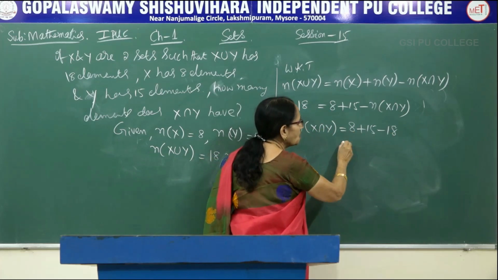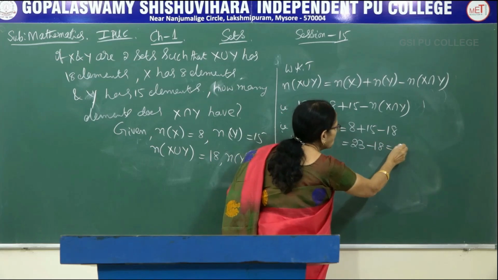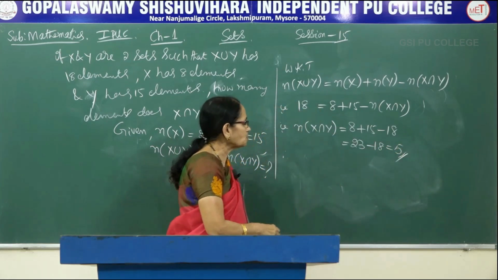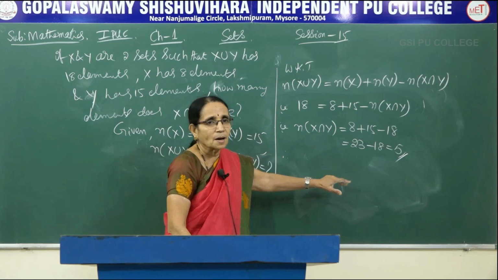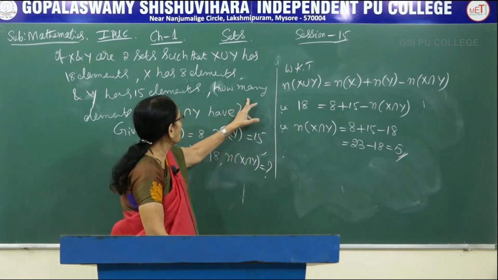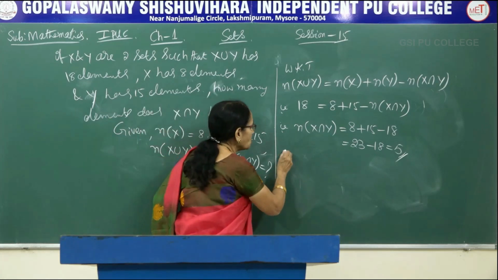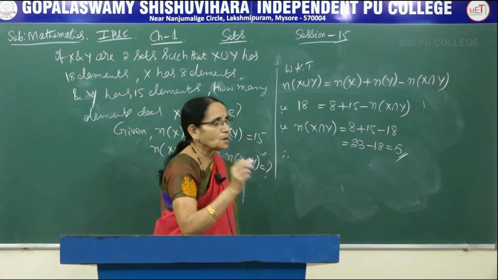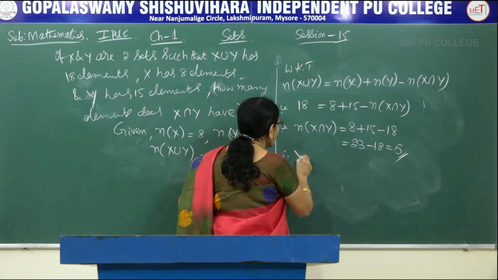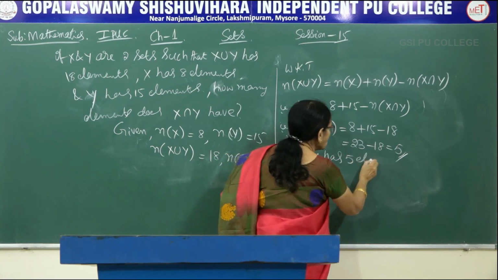What is 15 plus 8? That is 23 minus 18, that would be 5. See, in the previous problem I stopped here because it was given like that. Here the question is how many elements does x intersection y have? Therefore you better write the answer in a sentence. Therefore x intersection y has 5 elements.